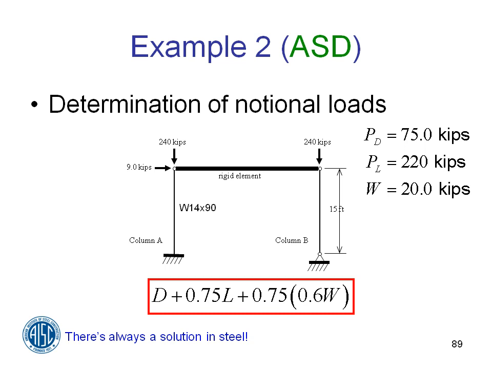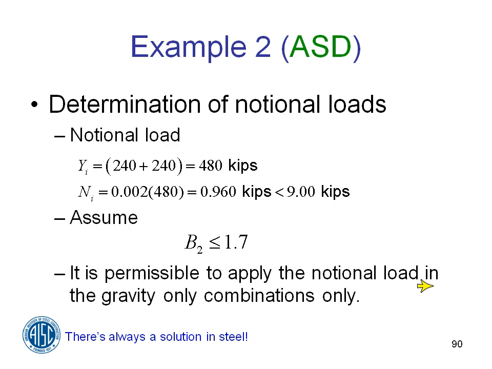If we determine the notional load, you see it's the sum of the gravity loads, 240 plus 240, gives us the 480 kips. And then it's 0.002 times that. And you'll notice I didn't include the alpha of 1.6, so we'll mention that in a minute. So the notional load turns out to be 0.960 kips compared to the wind load of 9 kips. Okay?